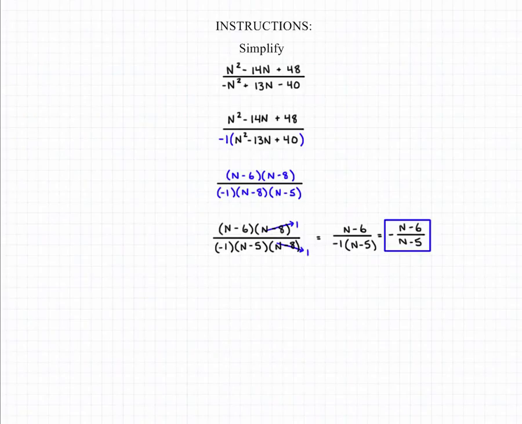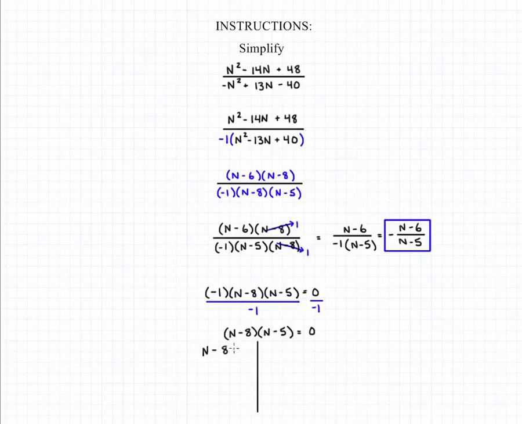Now, to find the excluded values, we need to find the values of n which will cause the denominator to equal 0. So if we look at -1 times n-8 times n-5, we can start out by dividing both sides of the equation by -1, and that will just leave us with n-8 times n-5 equals 0. And now we can solve.